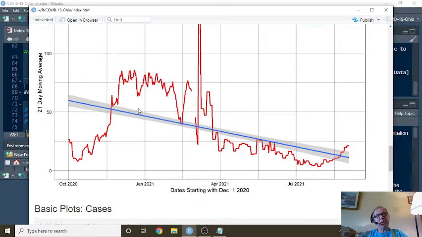So what you can see here is back in the first part of December, we begin to see a decline in COVID-19 deaths all the way down to the first part of July. And now we're seeing an increase in COVID-19 deaths in the state of Ohio.